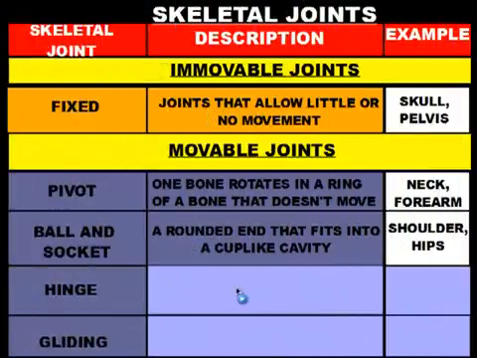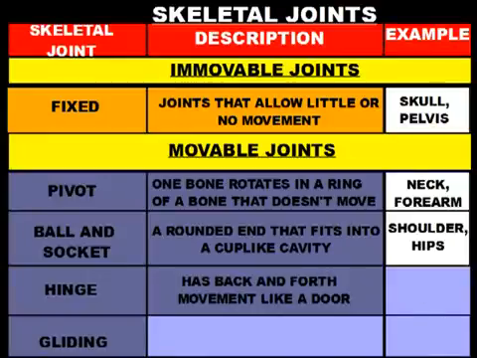Now the third type of movable joint we have is called a hinge joint. The hinge joint is a joint that has a back and forth like motion, which is similar to how a door moves. Doors are attached to things called hinges, which allows the doors to open and to close. So this type of joint will allow body parts to extend and bend.